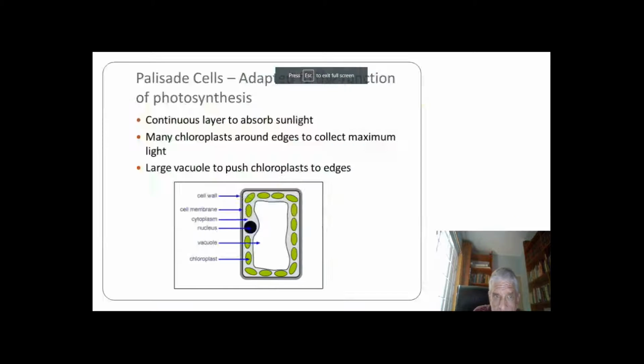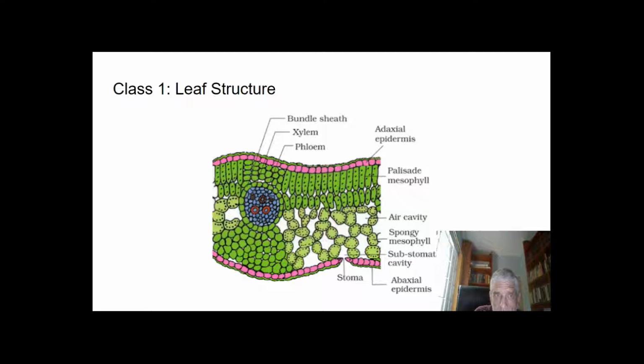Okay, so today's class is going to look at leaf structure. And of course, this is a leaf, and we probably know it from CSEC days.